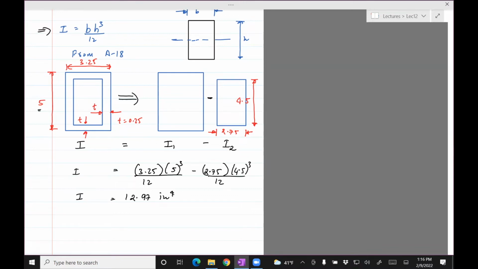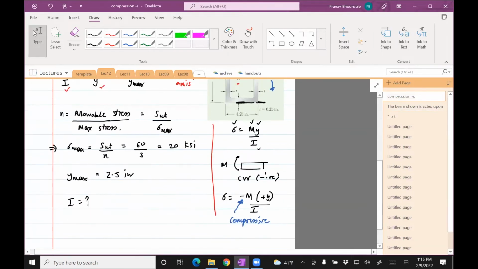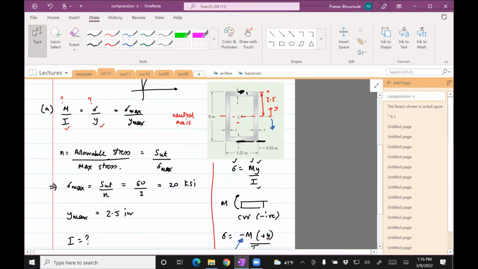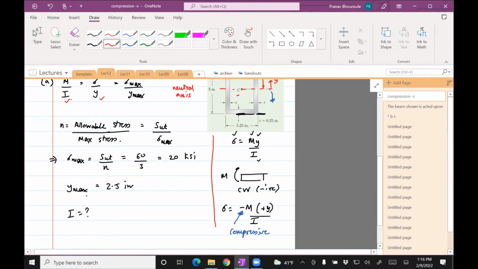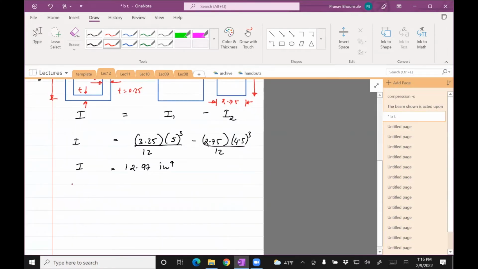Okay, I think we're all set to compute the moment now. Let's look at the formula we had written down. Sigma is known and I is known. So the formula is M equals sigma times I divided by y, and we've identified what y is and what sigma is. So there. M equals sigma I divided by Y.